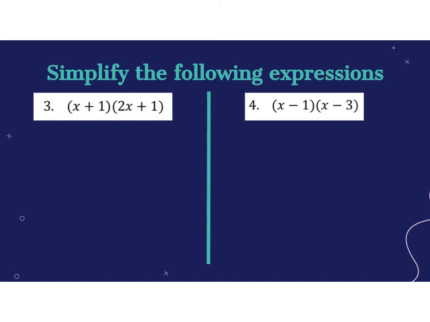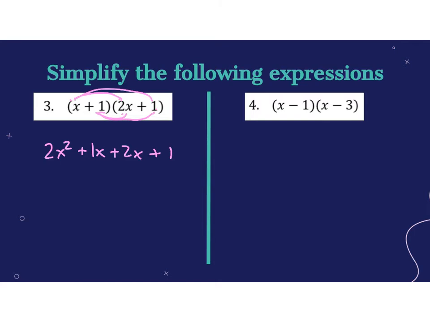So I have x plus 1 times the quantity 2x plus 1. This x needs to get distributed to both parts behind. This 1 also needs to get distributed to both parts behind. So again, it's two sets of distribution. So x times the 2x gives me 2x squared. X times the 1 gives me 1x. Then I go to the second set of distribution. 1 times 2x gives me 2x. And 1 times 1 gives me 1.